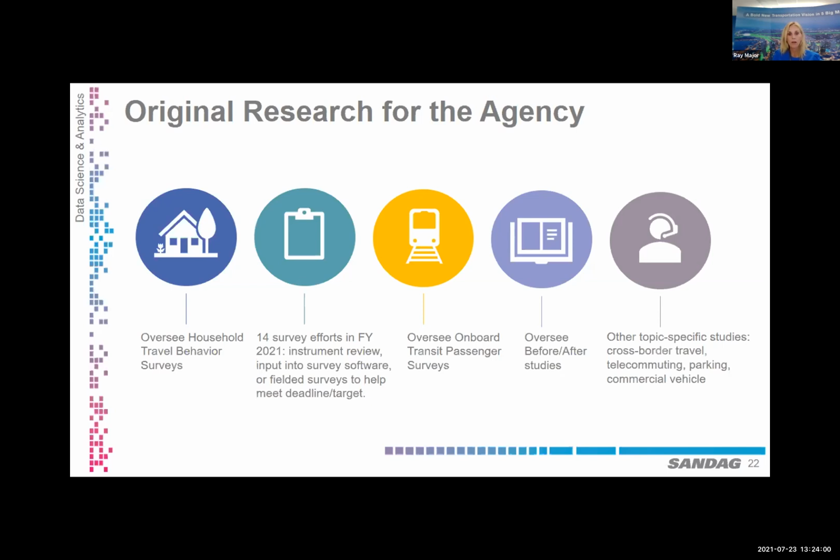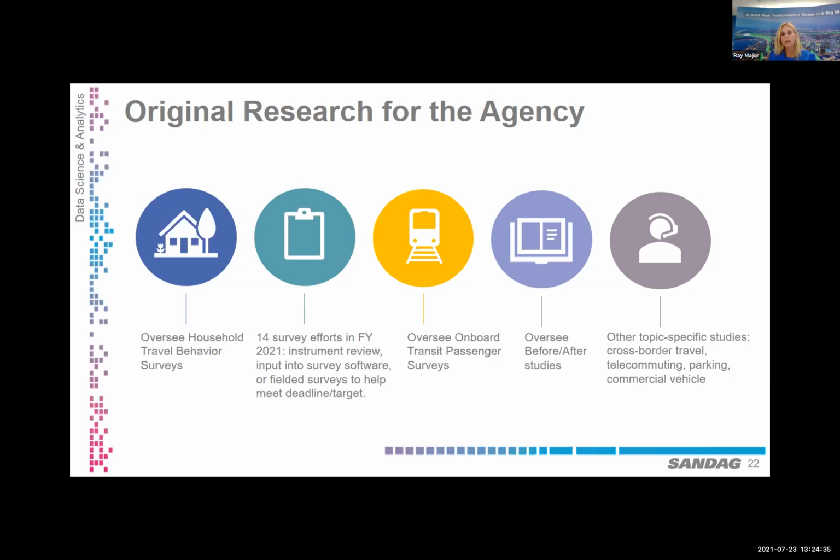We also offer survey and research support to all staff at the agency to make sure that we're consistent with how we're operationalizing variables. We want to be consistent. We also oversee the onboard transit passenger surveys, the before-after studies that are many times required. For example, with Mid-Coast going in, COVID messed us up last year, but we're working to make sure we're meeting those requirements to make sure we understand what is the impact of the capital projects that we're building, and are we actually getting people around the region in a more efficient and effective way.